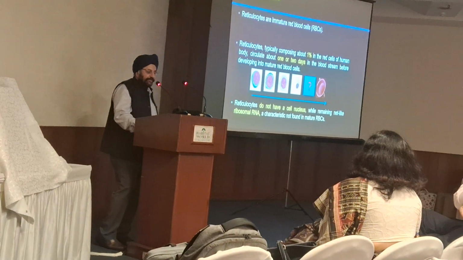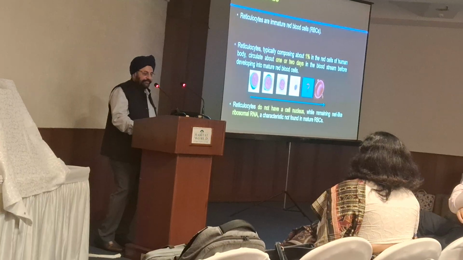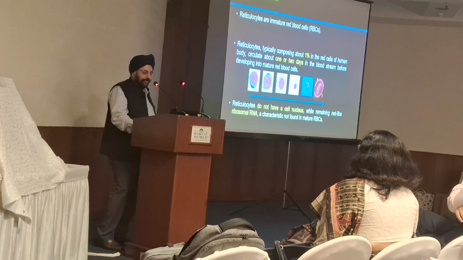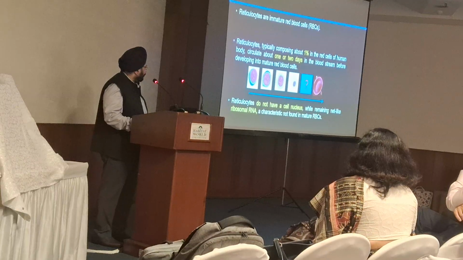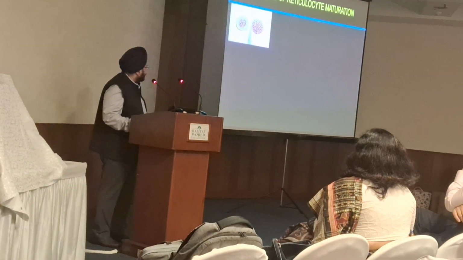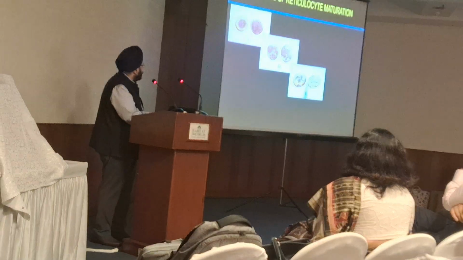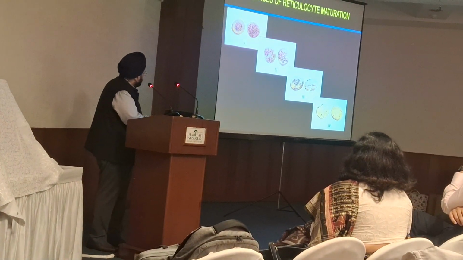Next, we have the reticulocytes. They are typically composed of only 1% of red blood cells and circulate for only 1 or 2 days. They do not have a cell nucleus but have a ribosomal RNA. So there are 4 stages of reticulocyte maturation. As you can see from stage 1 to 4, the RNA content is decreasing.